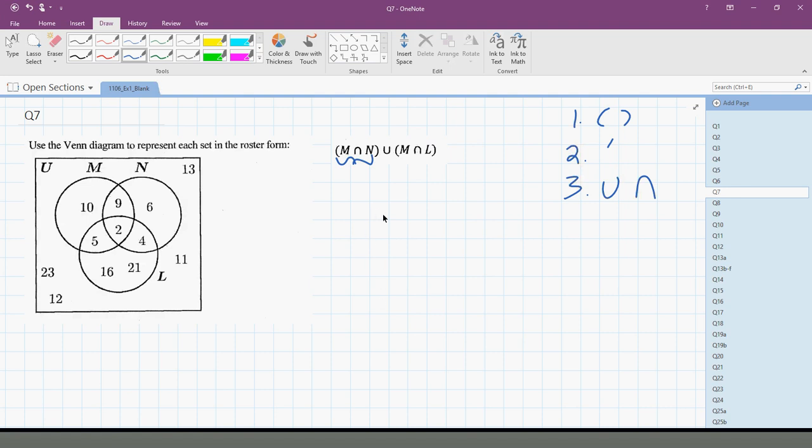So we're going to work in our parentheses. There are no complements in there, so we're going to go ahead and do the intersection. What is the intersection of M and N? 2 and 9, because that's this guy right here, the little football shape. So that's 2 and 9. Oops, no parentheses. Silly me. And if I could grab the eraser, that would be great.